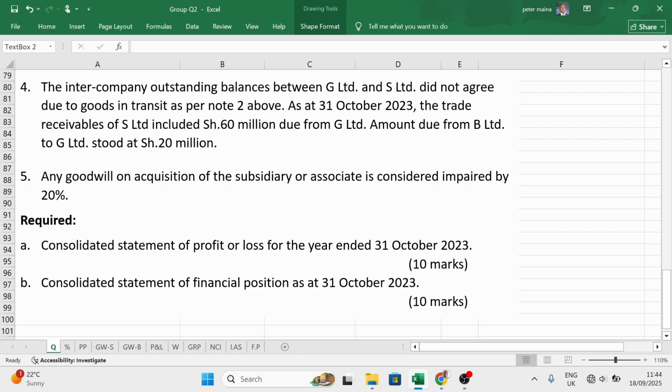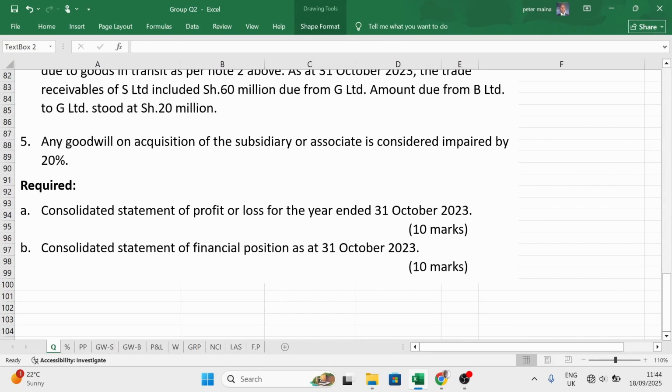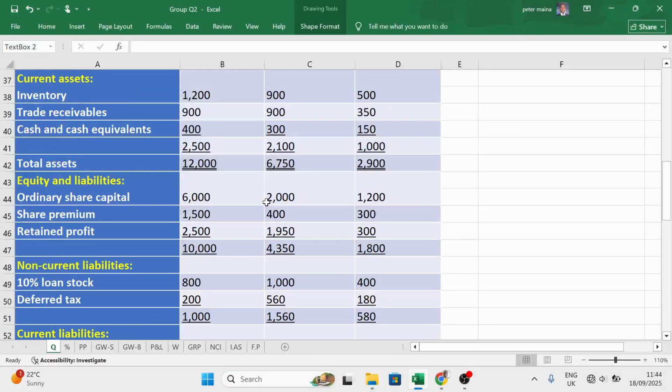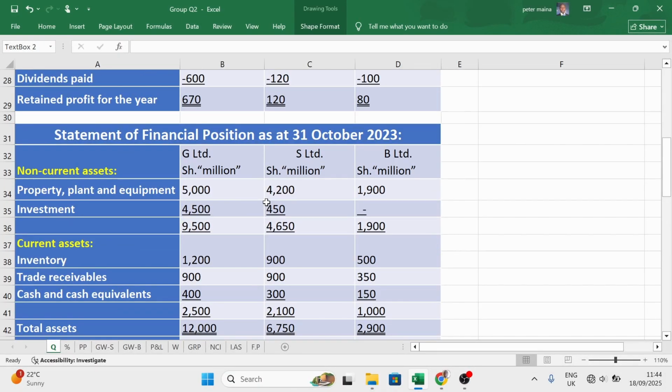So these 10 marks are very easy to get because no workings, the additional informations will not even affect your preparation of the consolidated statement of profit or loss. So this one is very easy. First, we don't consolidate associate. We don't consolidate income and expenses of B Limited, which is the associate. Consolidation means adding income and expenses of the parent to those of the subsidiary. That is what we are going to do.